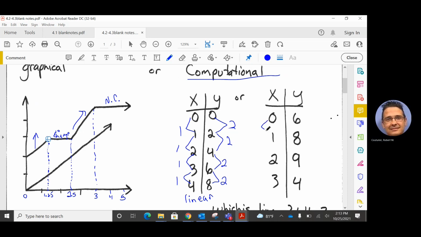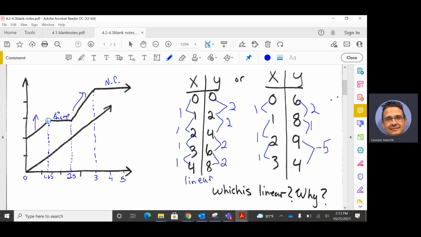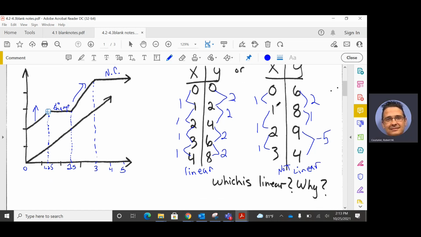What about this one? The x's increased by 1, increased by 1, and increased by 1. Hey, that looks great. But the y's went up by 2, then went up by 1, then went down by 5. Notice there is no consistency on this side. This is not linear. And why is it not? Because the linear one has a constant rate of change. This one is all over the place. It's going up, down, and then it really jumps down even farther. The decrease is not even.